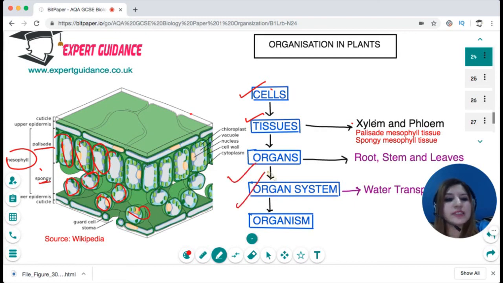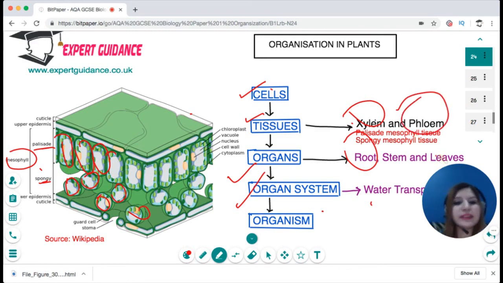In the organ system, we have a water transport system and the food transport system. The water transport system consists of the xylem and the roots. The food transport system consists of the phloem and the leaves, and all of this makes a plant organism.